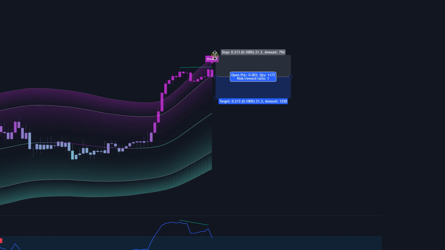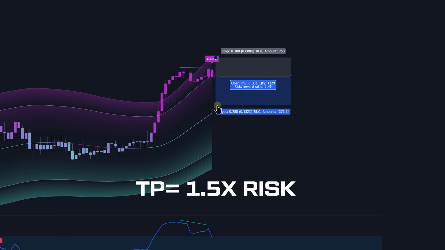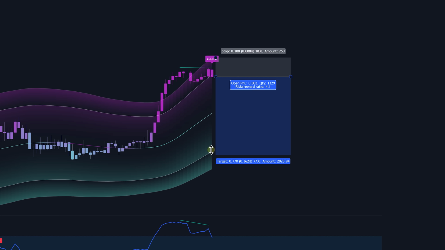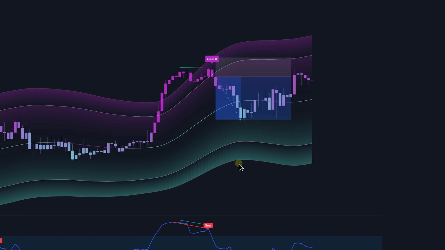Place your stop loss above the most recent swing high. For the take profit, you can target 1.5 times the risk, or you can even use the lower inner band, which is this one, as your target. Letting the trade run. And as you can see, the trade would have been profitable.